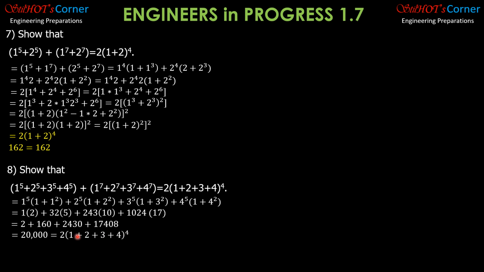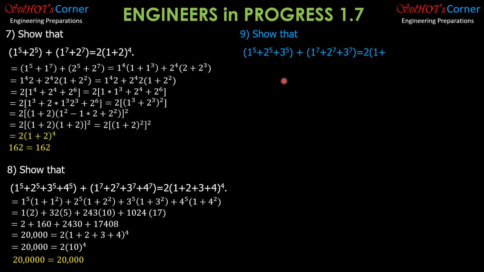And the right side is 2 times 1 plus 2 plus 3 plus 4, to the fourth. This is 10, so 2 times 10 to the fourth. 10 to the fourth is 10,000, times 2 is 20,000. So 20,000 is equal to 20,000 indeed. Then for your part, show that this is just similar to this, and you also do it in this manner here. So show that 2,592 equals 2,592.